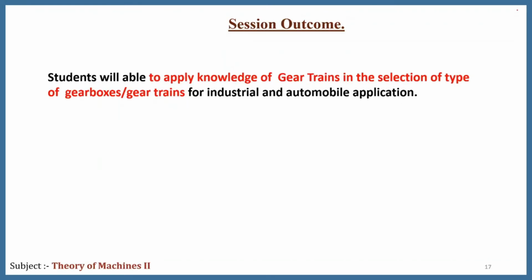In this way, we are finishing over here. What we learned in this session: we learned the gear trains, different types of gear trains, and their kinematics, and using this knowledge, students will be able to select the proper gear train for a particular application to design the gearbox or the gear trains in industrial or automobile applications.